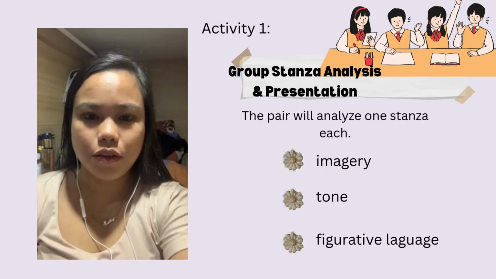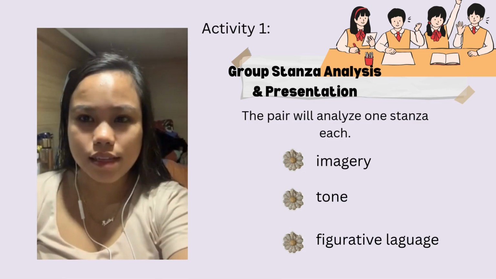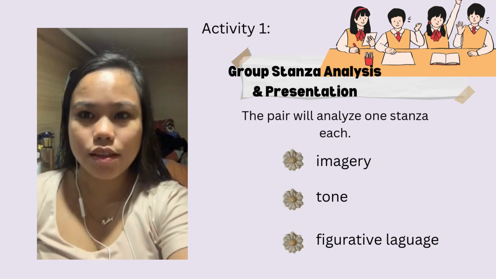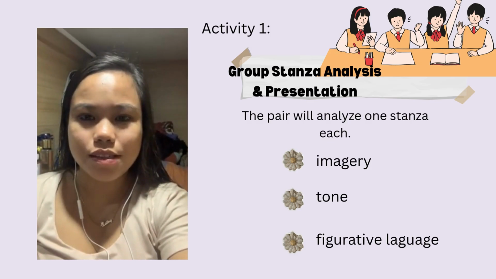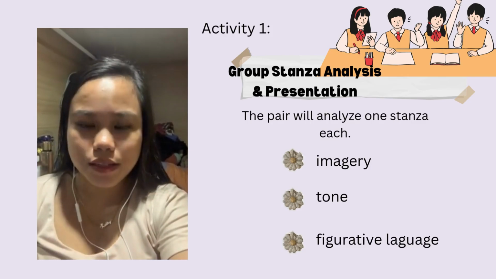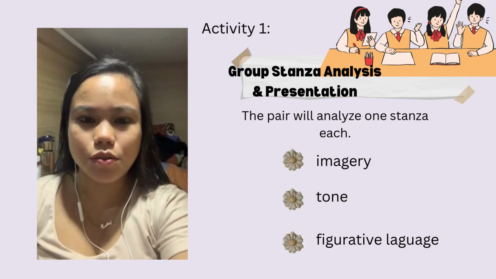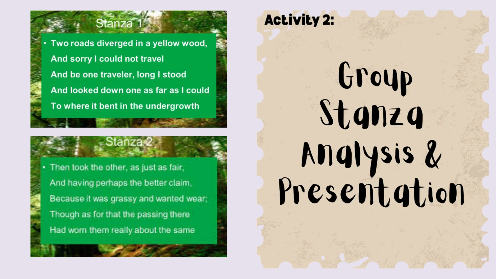Students are then grouped and assigned one stanza each. They analyze the tone, imagery, and the figurative language. After a discussion, each group presents their stanza interpretation to the class. Each group works together to analyze the tone, imagery, and figurative language within their stanza. They discuss the meaning behind key phrases, the emotions conveyed, and the metaphors used in the text.